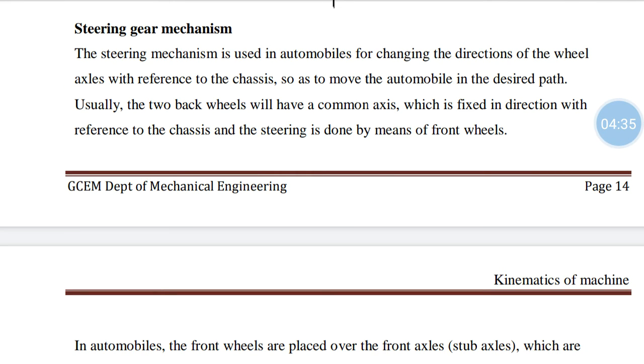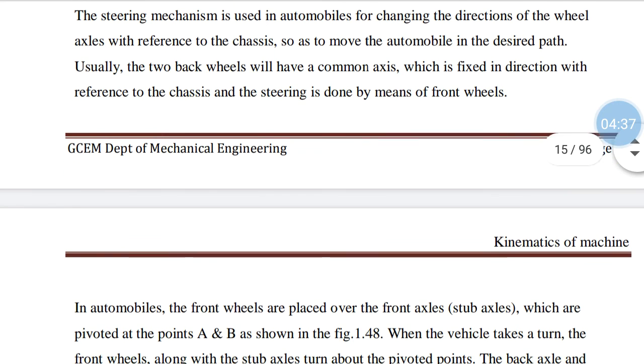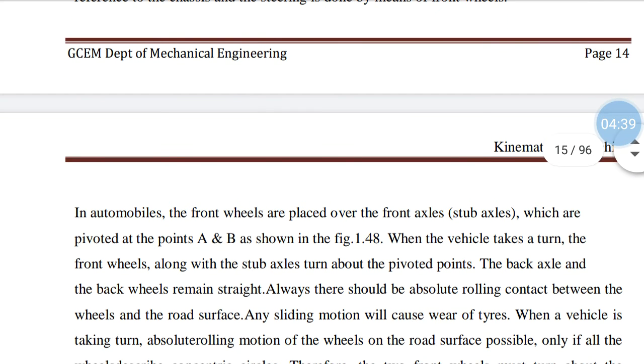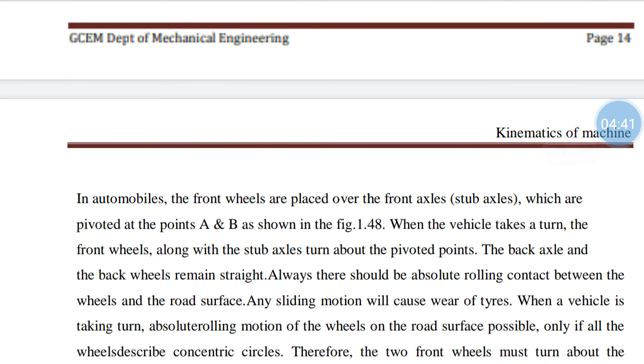With reference to the chassis, the steering is done by means of the front wheels. To turn a vehicle, we change the positions of the front two wheels. Sometimes we get four wheel drive. Some vehicles, some military vehicles, have all four wheels steered, so both axles will be stubbed.